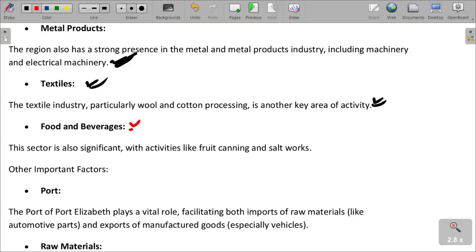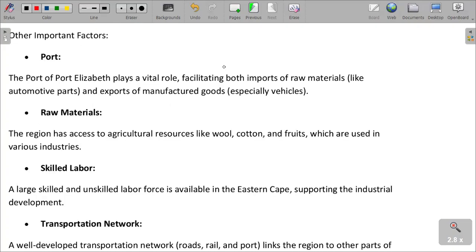So we can also talk about food and beverages, another point that we have to mention and pass on. This sector also is significant with activities like fruit canning. I'm sure we know that we can talk about jam, we can talk about these other fruits such as beetroot, as well as many other related functions. We can also talk about the issue of beverages, which are a result of fruits found there. The port also plays a vital role facilitating both imports of raw materials and exports of manufactured goods.